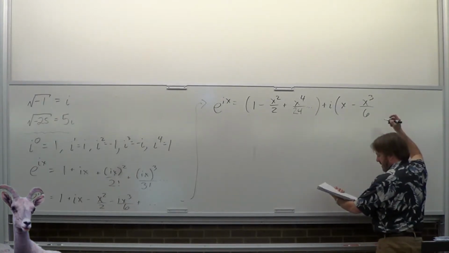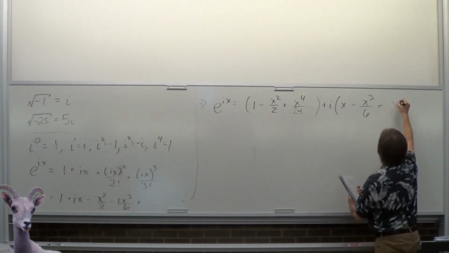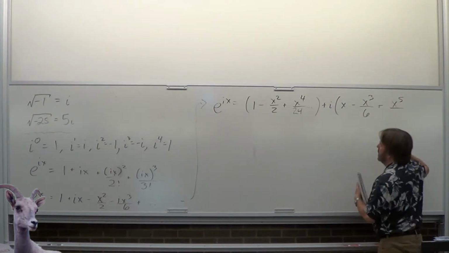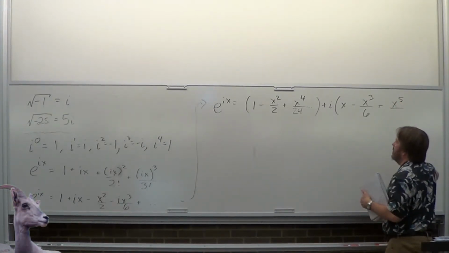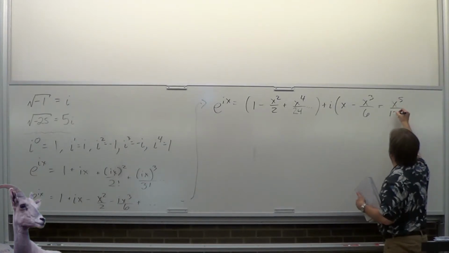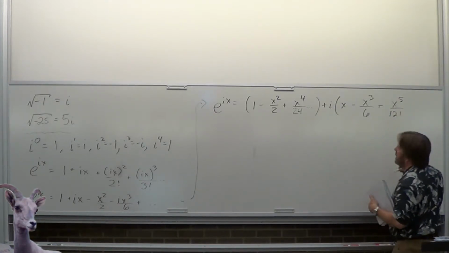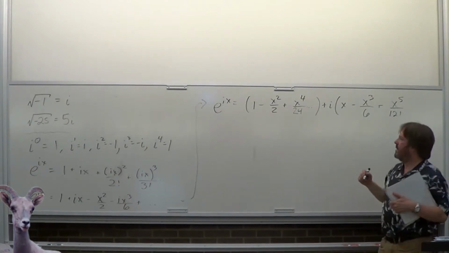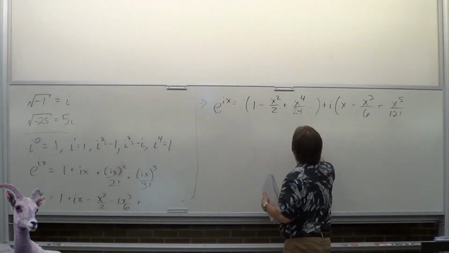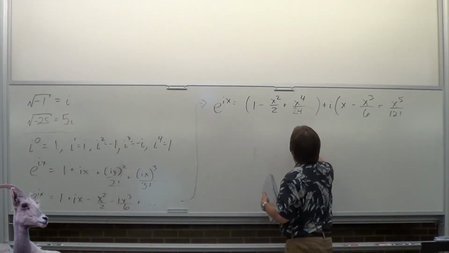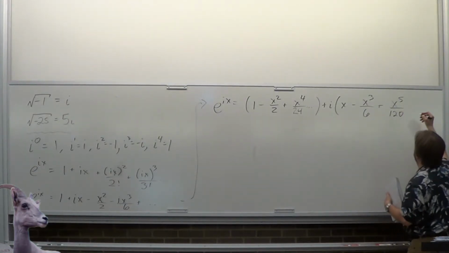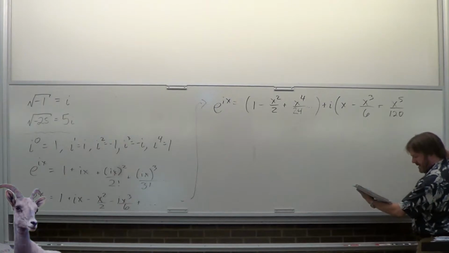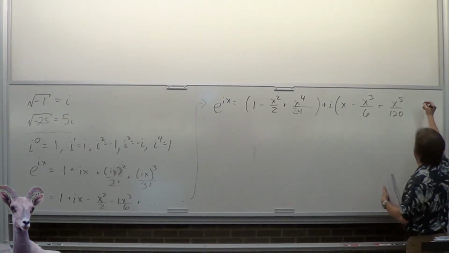Then I've got x to the 5 over, what's 24 times 5? 1, 2, 3, 4, 5, 121. Is that right? 24 times 5. No, that's not right. 120. Okay, dot dot dot.